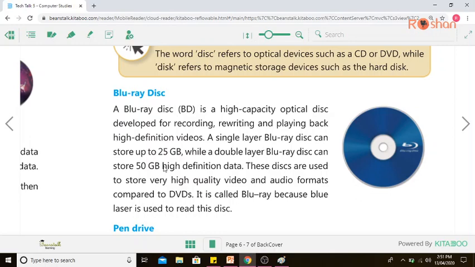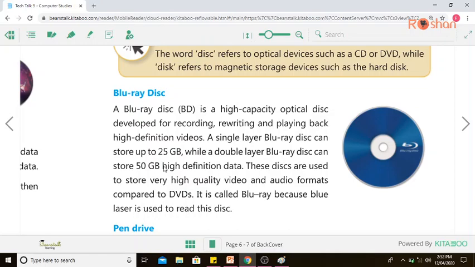These discs are used to store very high quality video and audio formats compared to the DVD. It's called Blu-ray disc because a blue laser is used to read it. Blu-ray disc player or Blu-ray technology is required for reading and accessing the information. CD and DVD are compatible with one feature only, but Blu-ray requires different technology. Laser light technology is used to access the information, whatever is written on that Blu-ray disc.